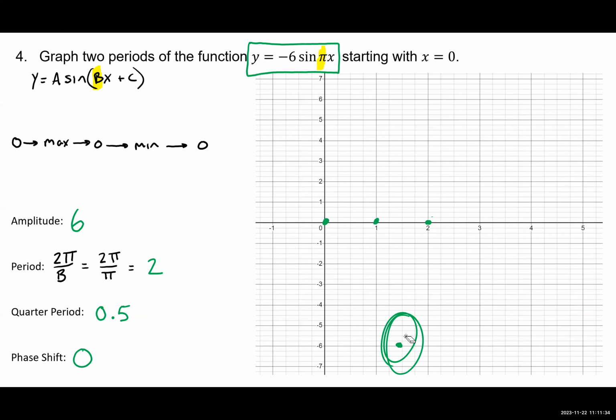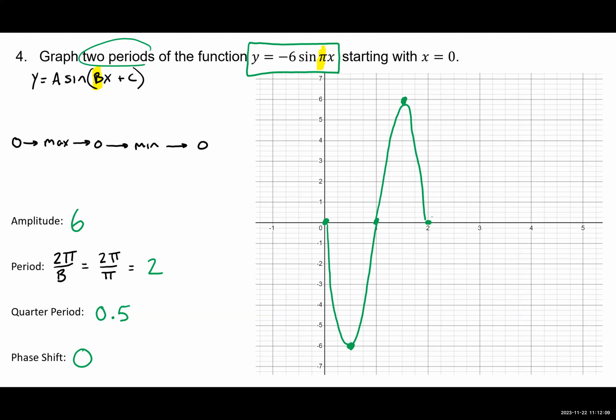Right, so before we graph our final version, let's put our first point down and our second point up, because if we take the negative of the max, we get the min. If we take the negative of the min, we get the max. So the graph is going to go down, back to 0, up, back to 0. And that's one period of this graph.